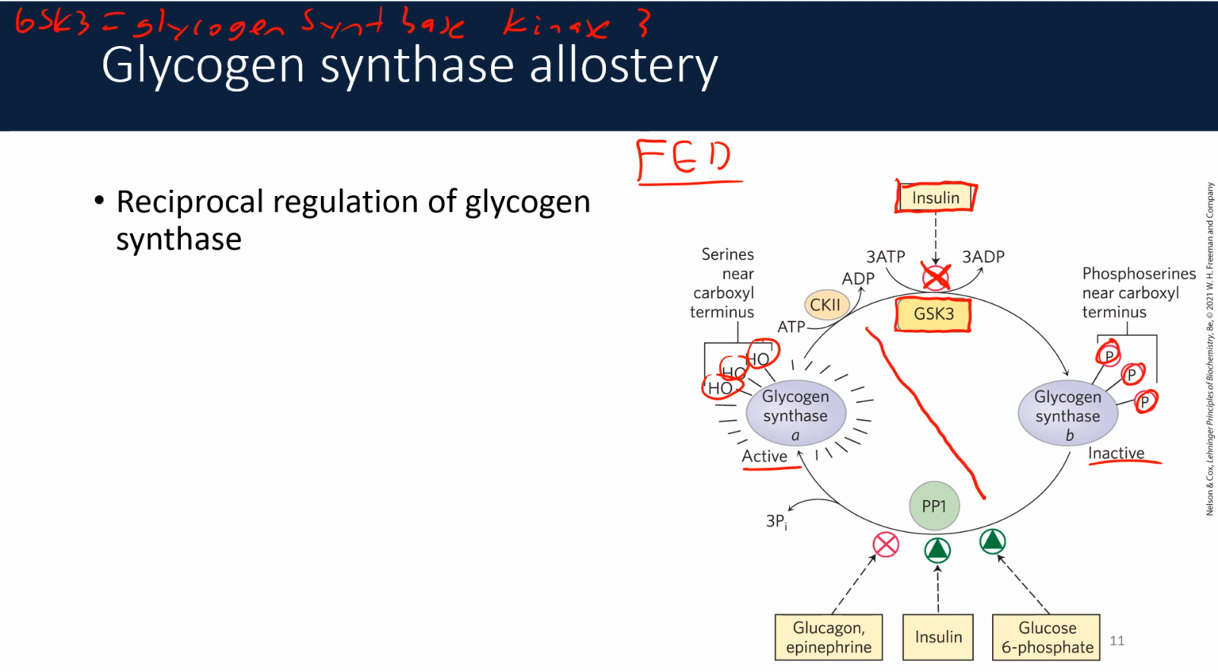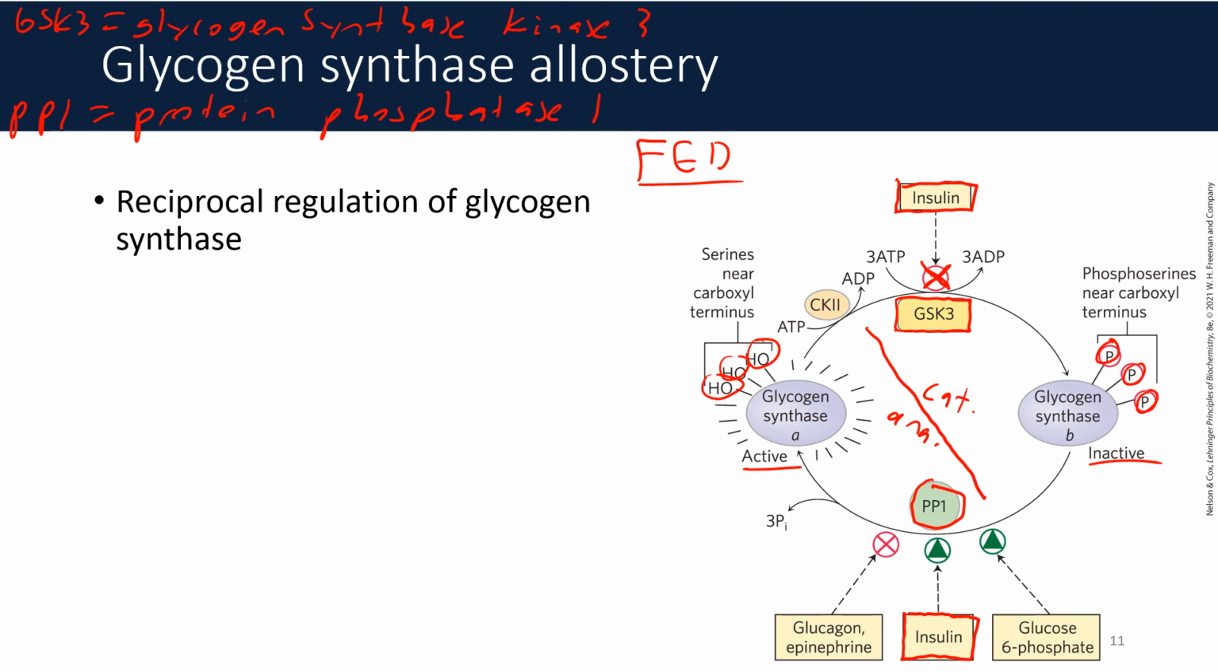And that is not all insulin does. We are going to shut down catabolism and also accelerate anabolism by having insulin activate a contrary enzyme called PP1. That stands for protein phosphatase 1. It's the opposite of GSK3. It is going to actively remove phosphates from any inactivated glycogen synthases, therefore activating them.